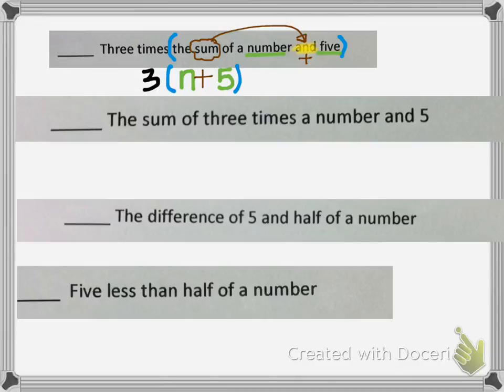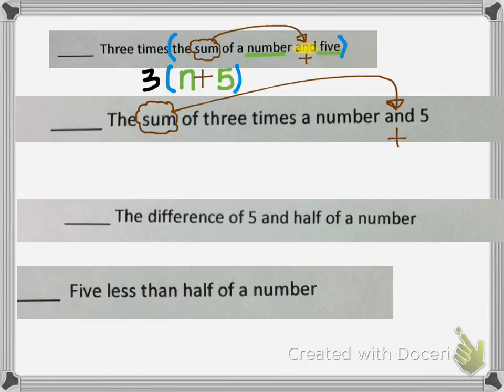Let's look at the second one. The sum of 3 times a number and 5. You'll notice this sounds very similar to the first one we just did, but you'll notice how the words are in different places. So now when we look at our word "and" and we look back for our operator, it still goes back to the word sum, but now we're finding the sum of 2 different things.